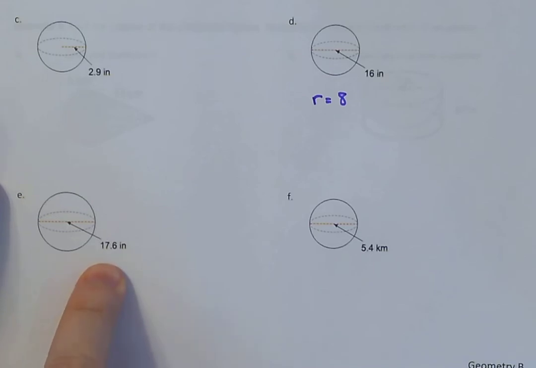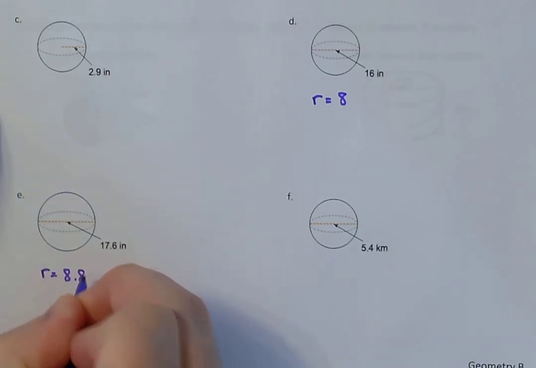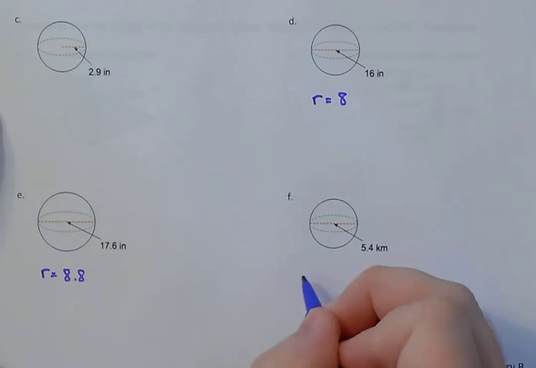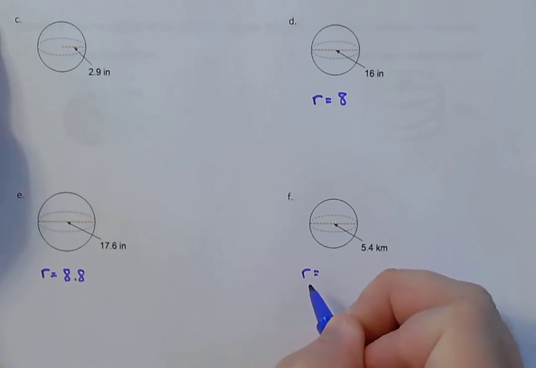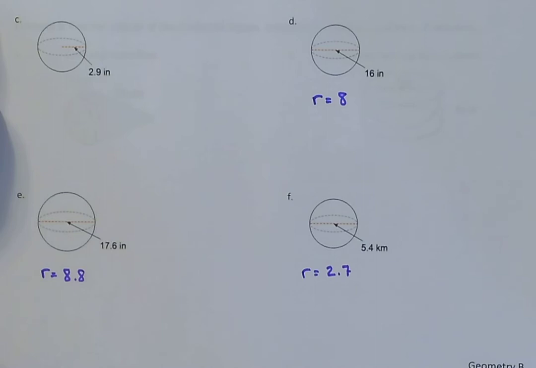For E, they tell us our diameter is 17.6. So that means our radius is 8.8. And then the last one, for F, they tell us our diameter is 5.4. So that means our radius is 2.7. So if you are told the diameter, divide it by 2, and that tells you your radius.